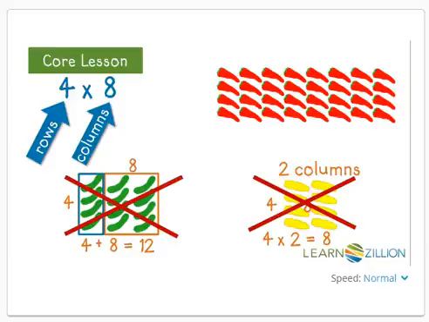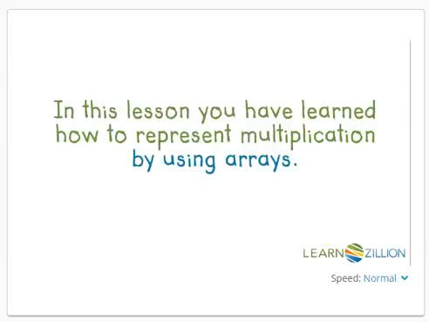How about the red peppers? This array has 4 rows with 8 columns, 4 rows with 8 peppers in each row. That's the correct array for 4 times 8. And it shows us that 4 times 8 equals 32 because there are 32 peppers in the array. In this lesson, you have learned how to represent multiplication by using arrays.